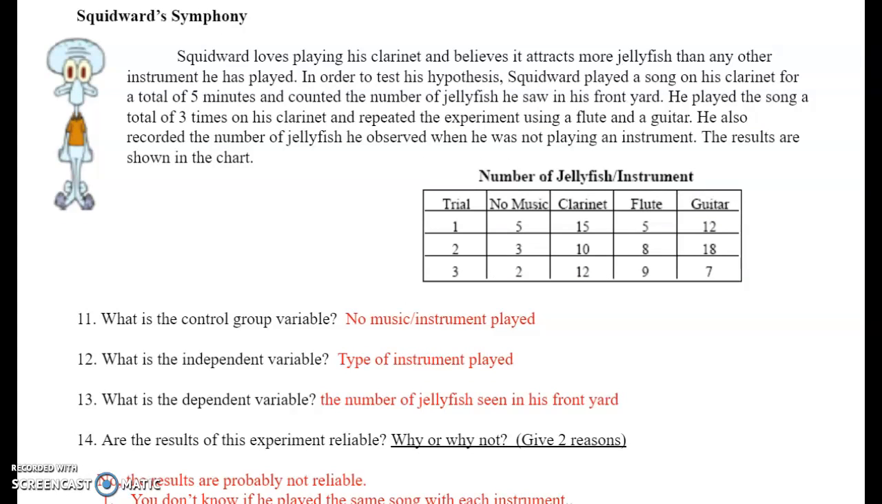The independent variable, what is changing? What are you testing? The type of instrument, right? You want to know which works better, the clarinet, flute, or guitar. So you're testing the type of instrument. For the dependent variable, what is he counting or what he's measuring? How does he know if it worked or not? He's counting the number of jellyfish he sees in his front yard.